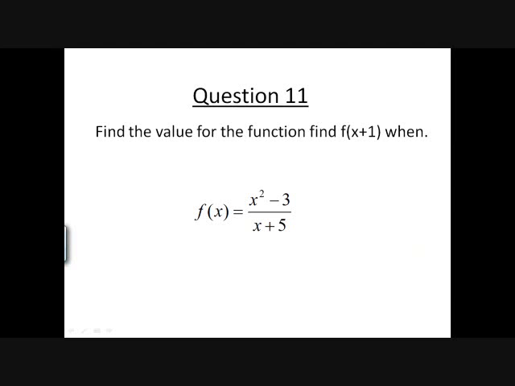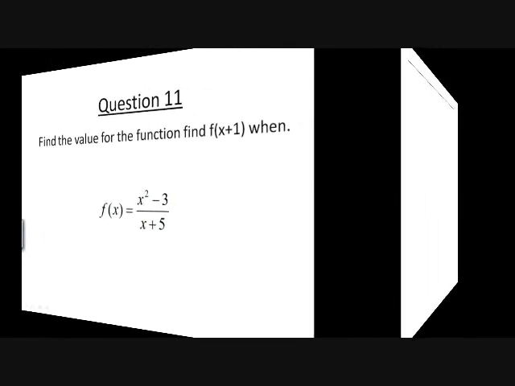Question 11 is find the value for the function and find f evaluated at x plus 1 when f of x is equal to x squared minus 3 over x plus 5. Okay, let's see the solution for question 11.